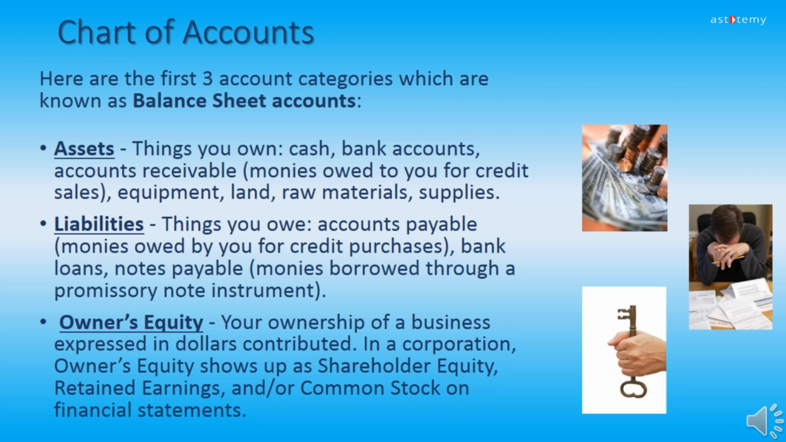The second category is liabilities. These are things you owe, such as accounts payable, which are monies owed by you for credit purchases, bank loans, notes payable, which are monies borrowed through a promissory note instrument.